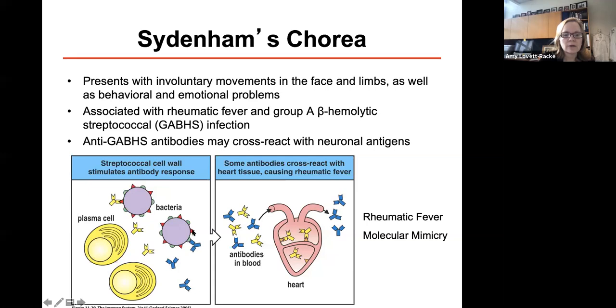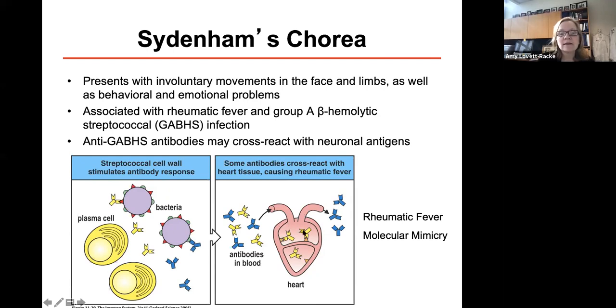And some of the antibodies that were directed against the bacteria actually cross-react with components in the heart. Also, they can affect joints as well. And so they develop what's known as rheumatic fever. And this occurs probably about 1 in 100,000 cases, where Sydenham's chorea is more about 1 in a million cases.